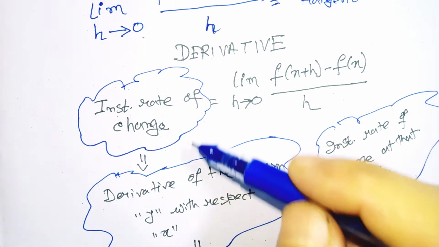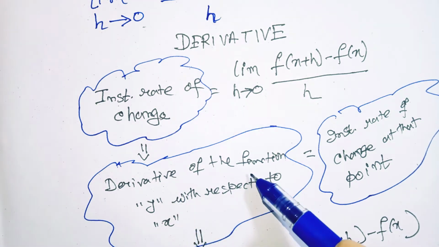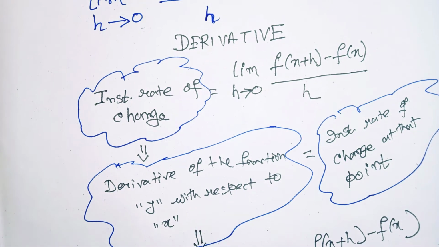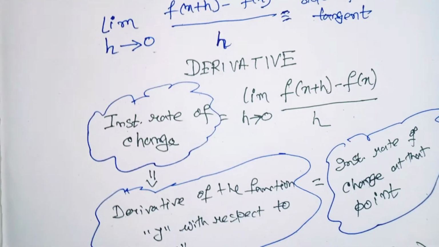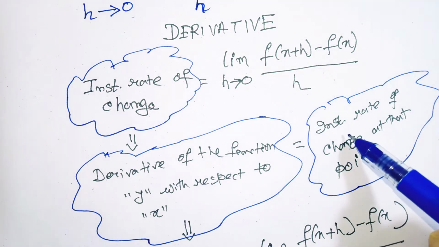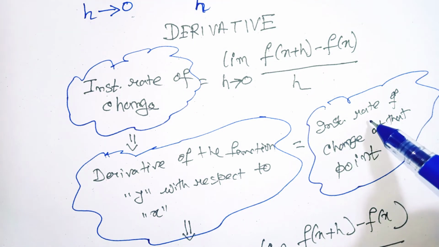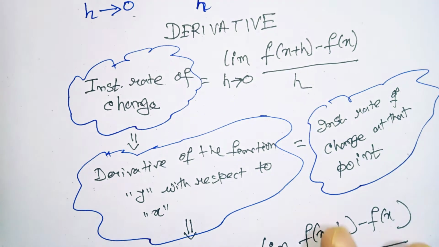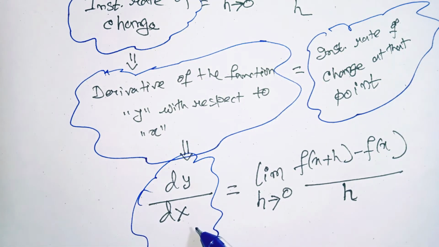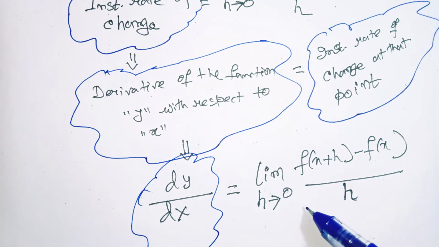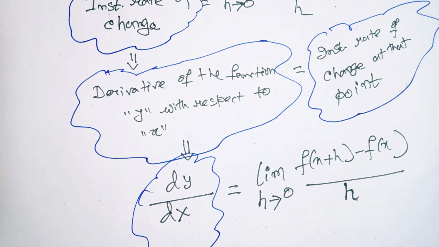And the instantaneous rate of change can also be written as the derivative of the function y with respect to x, because this is basically the graph we have got, f of x. So when we take the derivative of the function y with respect to x, it is equal to the instantaneous rate of change. We use this term dy by dx equals the limit of h moving towards 0.